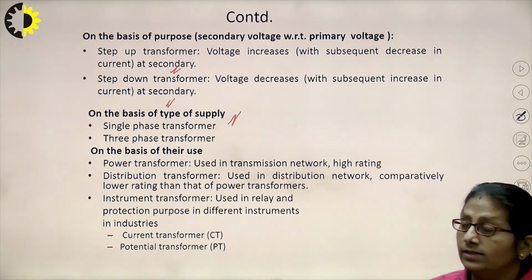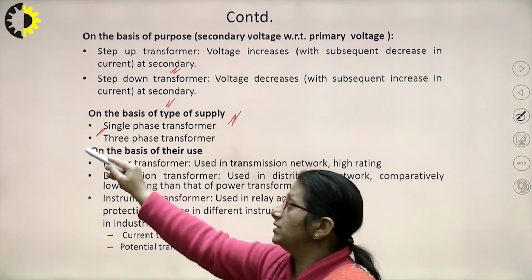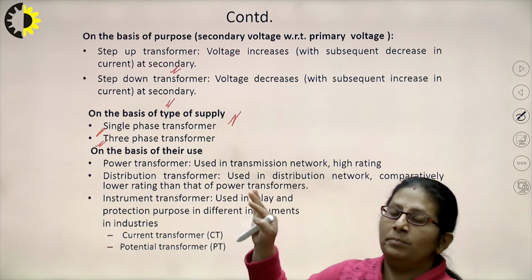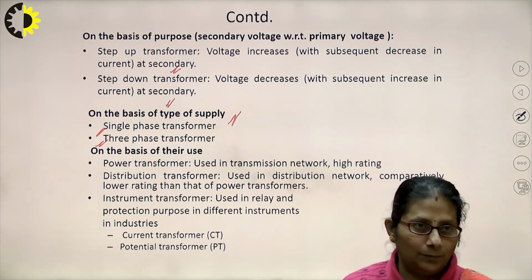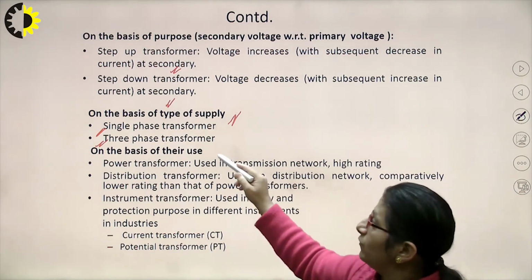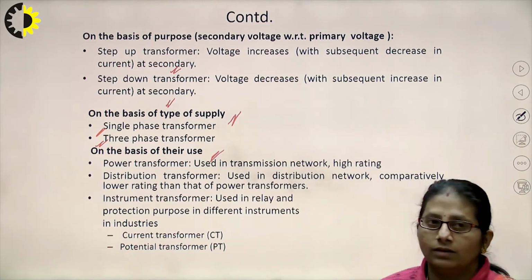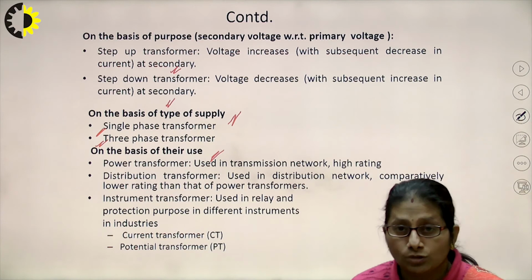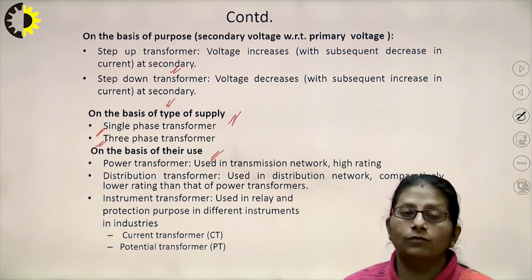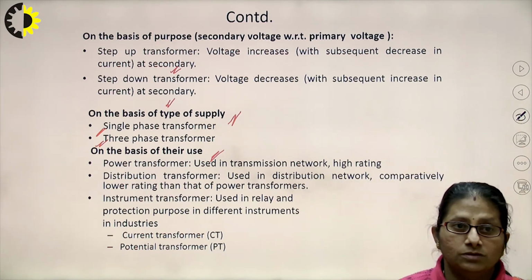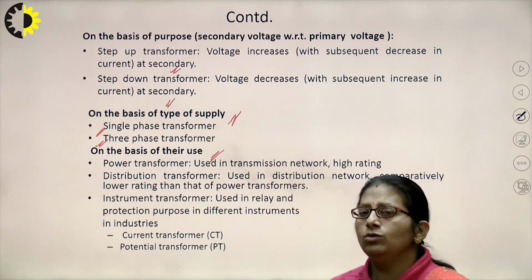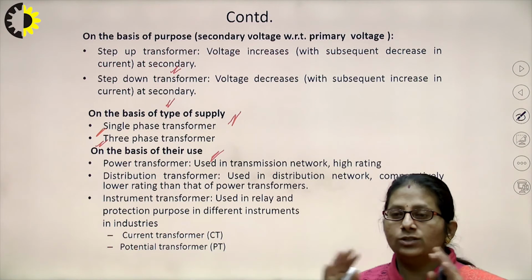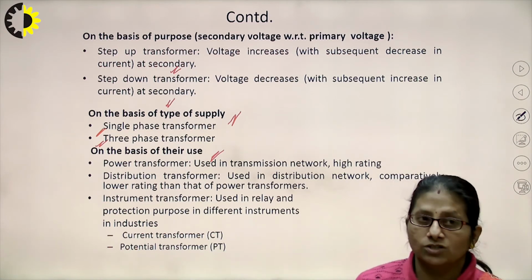Now, on the basis of the type of supply, I can once again have a classification of a transformer. What is that? I can have a single phase transformer, or a three phase transformer. The one we are studying right now is the basic single phase transformer. Now, on the basis of their uses, whether they are used for a distribution purpose, a transmission purpose, or just for isolation purposes, to isolate two different circuits, or for impedance matching.